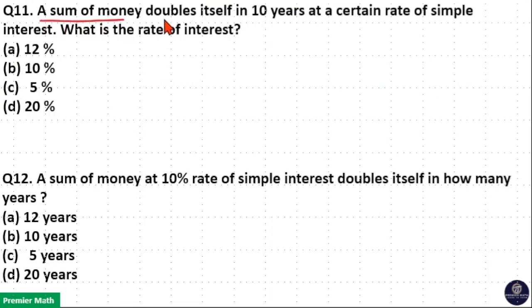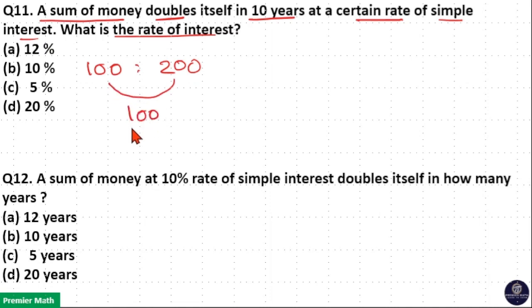A sum of money doubles itself in 10 years at a certain rate of simple interest. What is the rate of interest? Here, if I invest 100 rupees in the bank, after 10 years I will get double the amount, that is 200 rupees. Now, amount received minus amount I invested is equal to 100 rupees. That is, I received 100 rupees as interest here, and this 100 rupees I received in 10 years. So, 100 by 10 is the rate here. That is 10%. Option B is your answer.